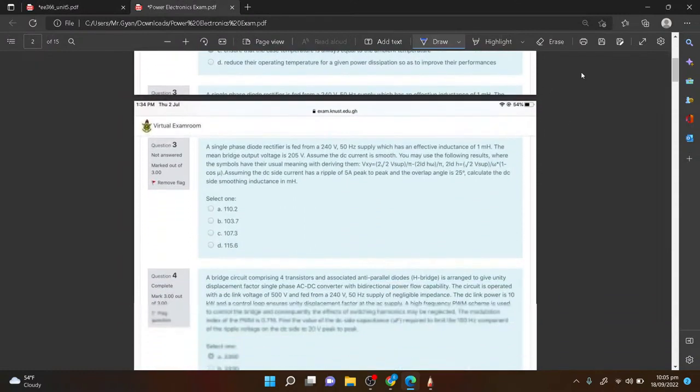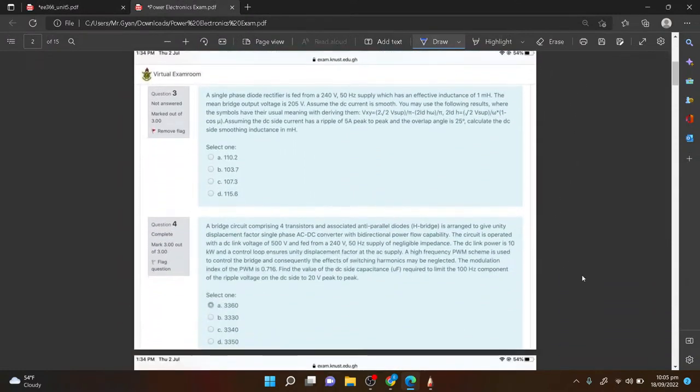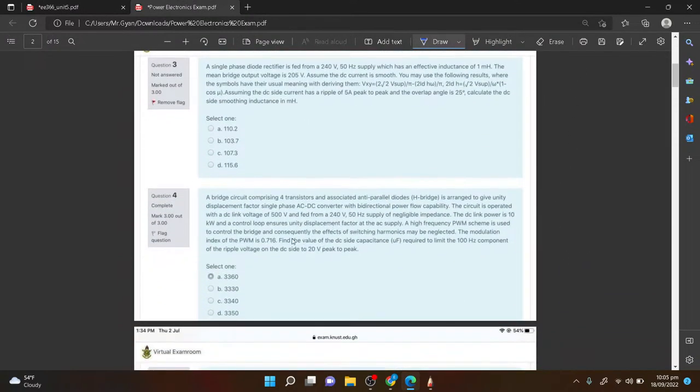Now let's move on and look for the other H bridge question. So yes, this is a continuation of the same question. Find the value of the DC side capacitance required to limit the 100 Hz component of the ripple voltage on the DC side to 20 volts peak to peak.